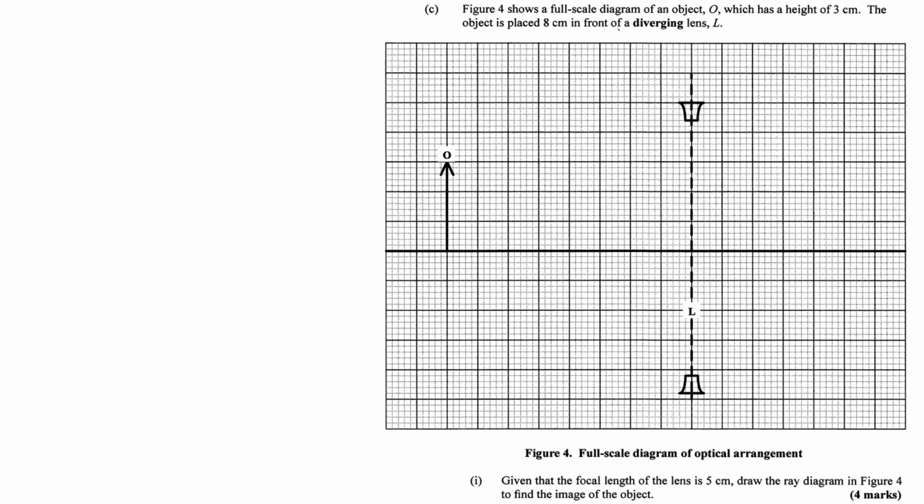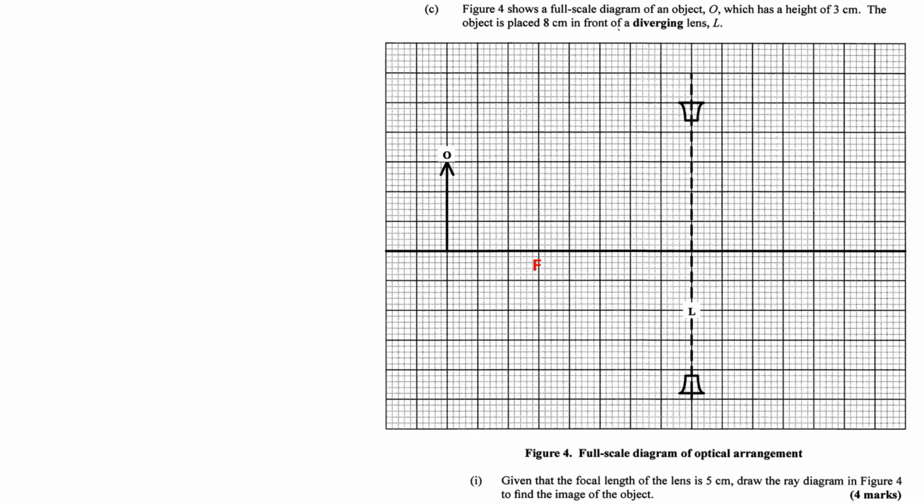Part C of question 1 says, figure 4 shows a full-scale diagram of an object O, which has a height of 3 centimeters. The object is placed 8 centimeters in front of a diverging lens L. Part 1 of Part C. Given that the focal length of the lens is 5 centimeters, draw the ray diagram in figure 4 to find the image of the object for 4 marks. So since we know that the focal length of the lens is 5 centimeters, then we can put our capital F at 5 centimeters from the optical center.